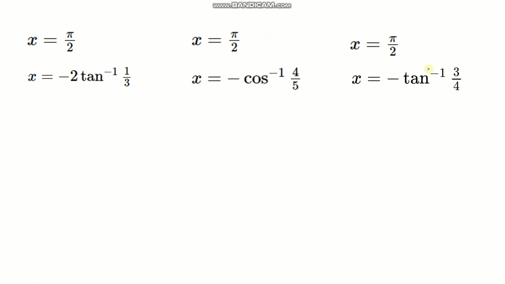Summary: our solutions are x equals pi over 2, x equals negative 2 arctan 1/3 using the Weierstrass substitution, x equals negative arccos 4/5 using the unit circle identity, and x equals negative arctan 3/4 using complex analysis. And these three angles are the same, just of different forms.